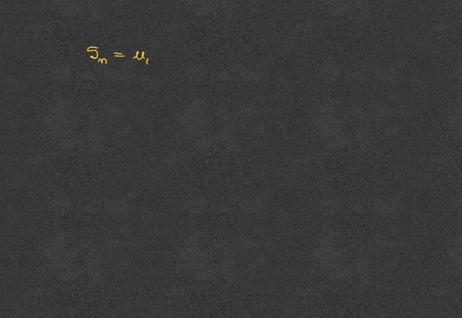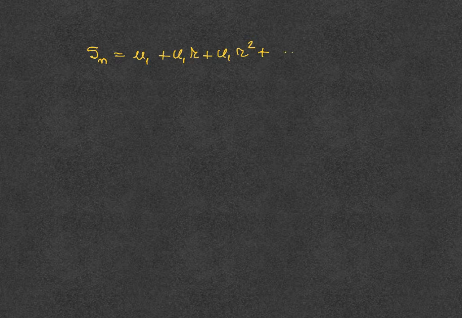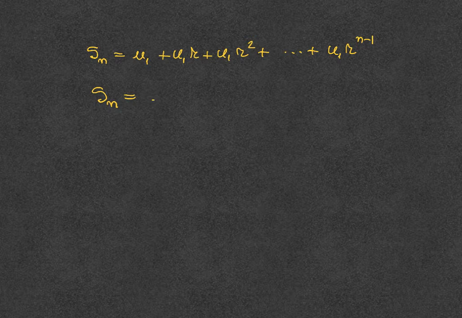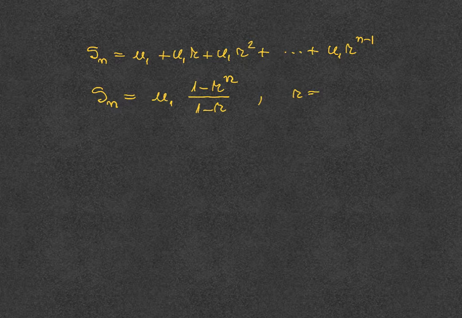So we said that the geometric sequence is u1, u1r, u1r squared, and so on, up to u1r to the power of n minus 1, so n terms. And we saw last time that the formula for Sn is u1 times 1 minus r to the power of n over 1 minus r. We also saw that r is not 1, because in the case r is 1, it's a trivial case, so it's not something interesting.